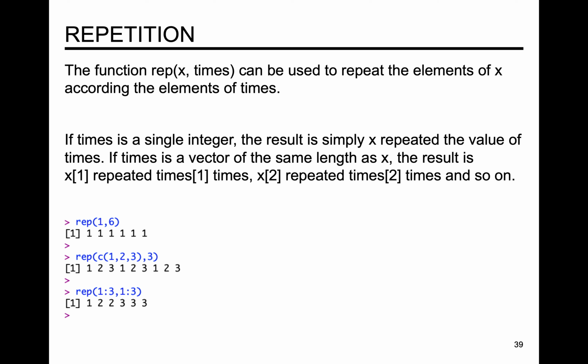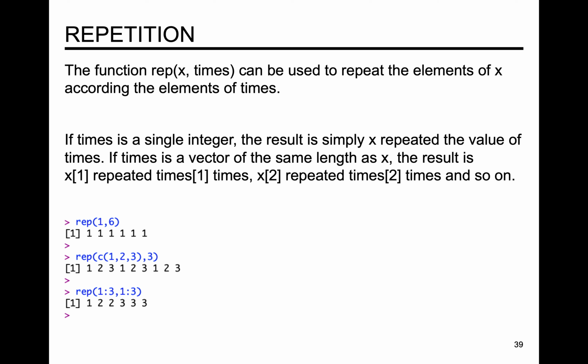In the first example, I typed rep parentheses 1 comma 6. So 1 is going to be repeated 6 times. In the next example, the vector 1, 2, 3 is going to be repeated 3 times. That's why you see 1, 2, 3, 1, 2, 3, 1, 2, 3.